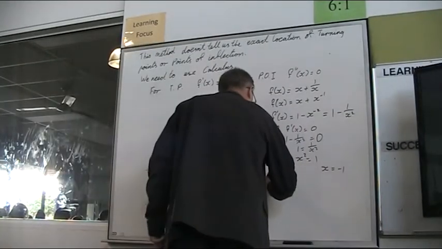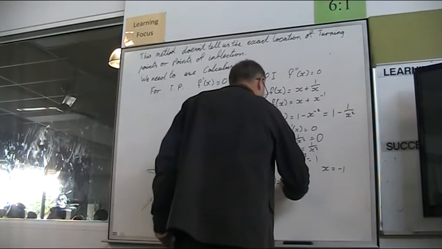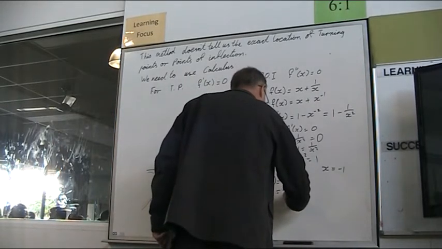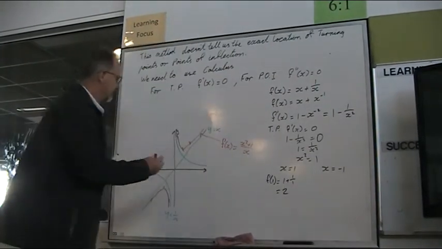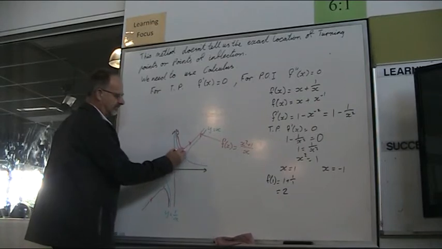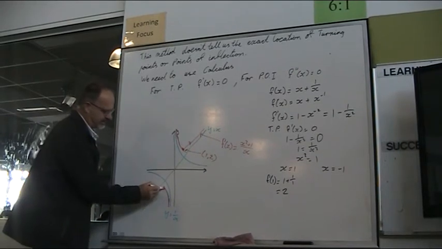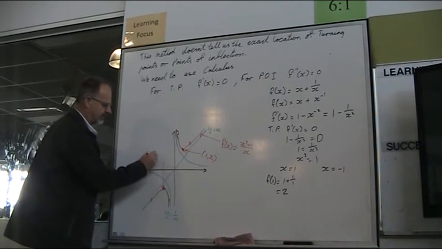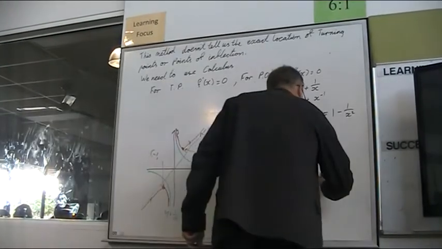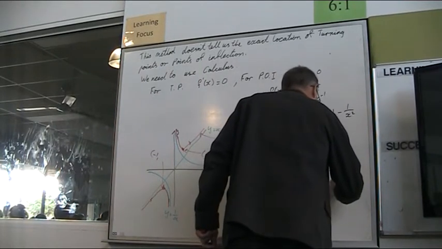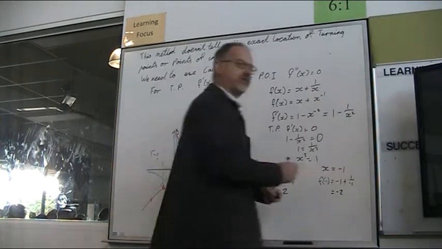So we need to find out what the y value was. f of 1 would be 1 plus 1 on 1, which is 2. So the coordinate of this point here is (1, 2). And this coordinate here is going to be negative 1 and something. f of negative 1 is negative 1 plus 1 on negative 1, which should be negative 2, I believe.